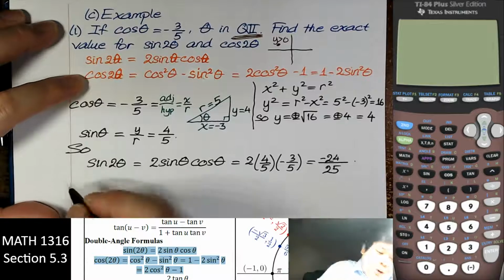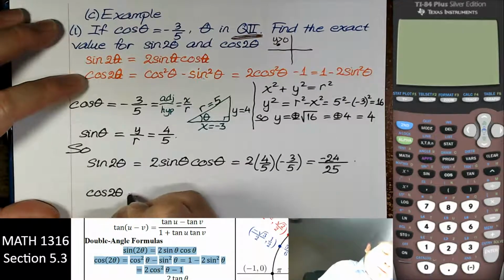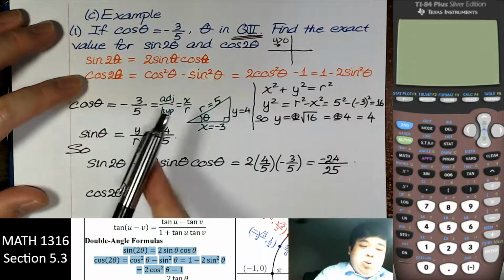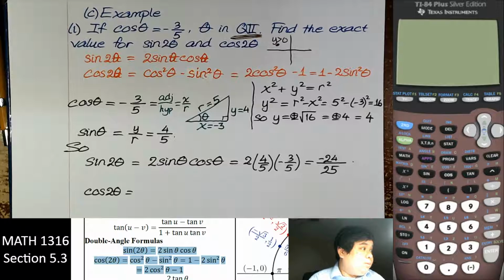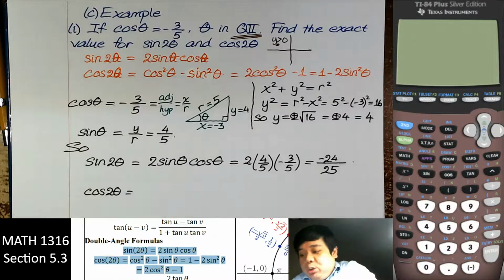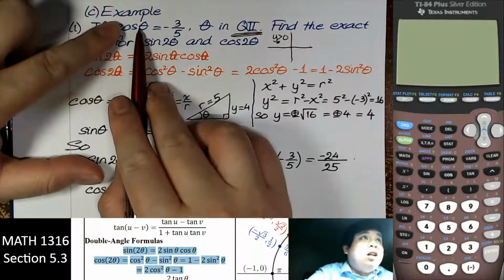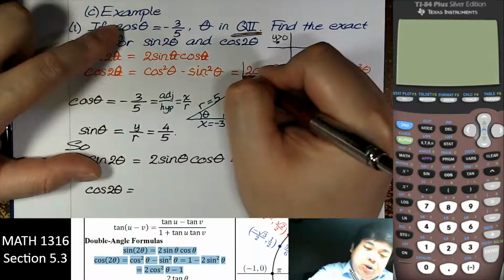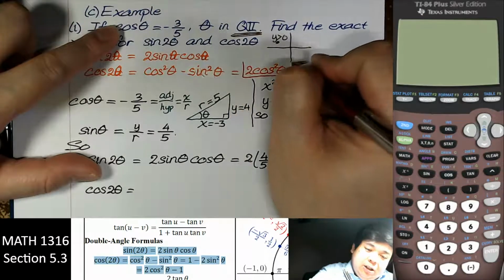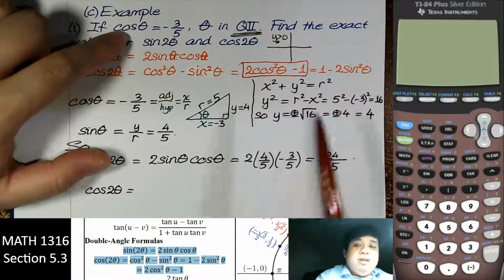Now we go to cosine of 2 theta. We have a bunch of options. We can use this, this, or this. I'm going to use the one that has the cosine, because that one is given. So I'm going to use this one, because in that formula the cosine of theta is given.